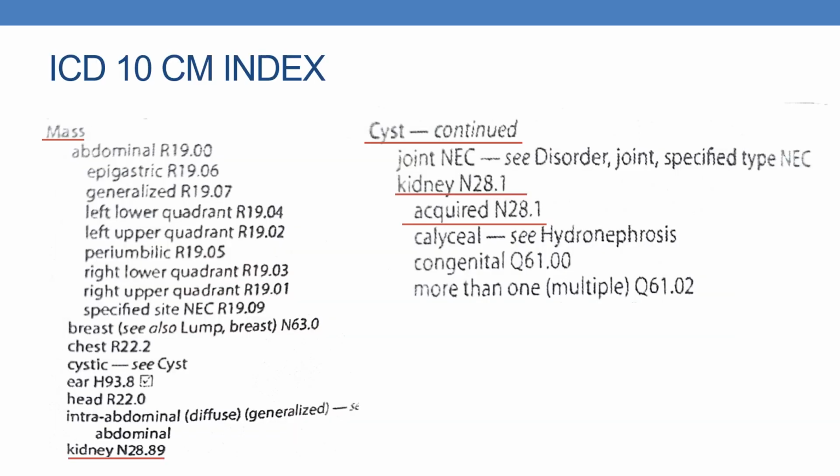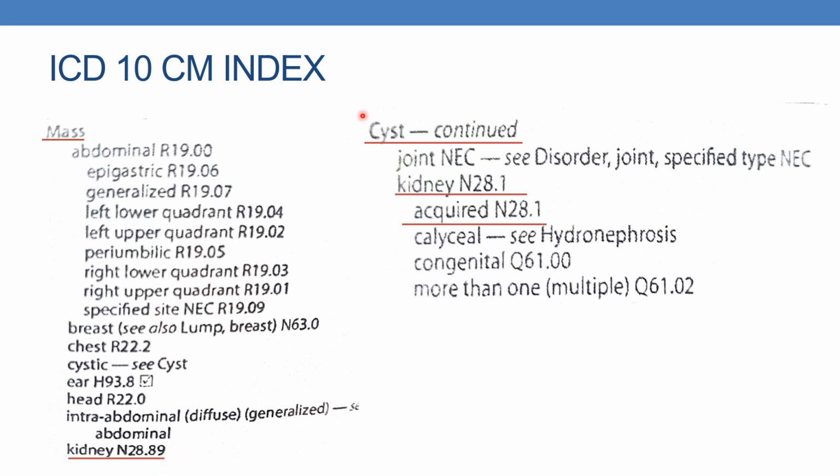Now coming to ICDs, there is a renal mass and perinephric cyst. Perinephric cyst means nothing but cyst of kidney, acquired cyst of kidney. So coming to mass, under mass you need to go for renal mass. Renal means kidney. Under mass, you can find kidney. The code is N28.89. This is the complete code, N28.89.